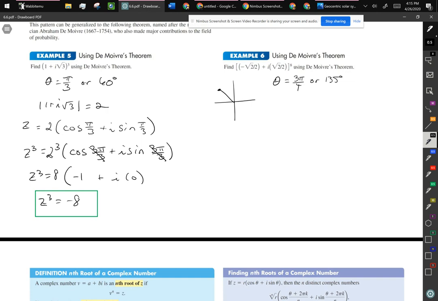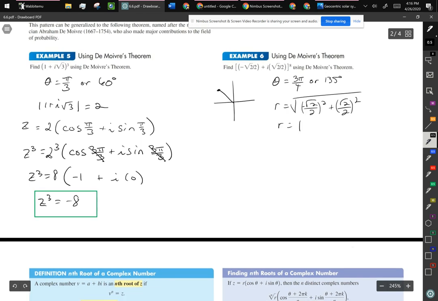We also need to know the radius. So this is a special right triangle, but also if you just want to do Pythagorean theorem, you could. So the modulus would be the square root of root 2 over 2 squared plus root 2 over 2 squared. One of them is negative, but not a big deal. But you end up with 1.